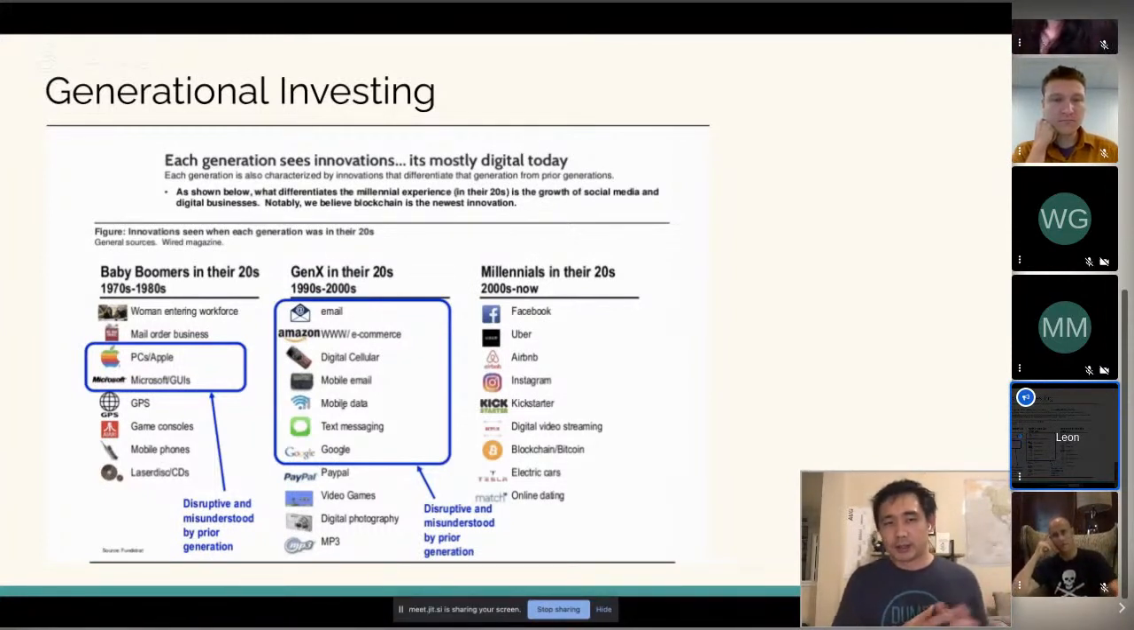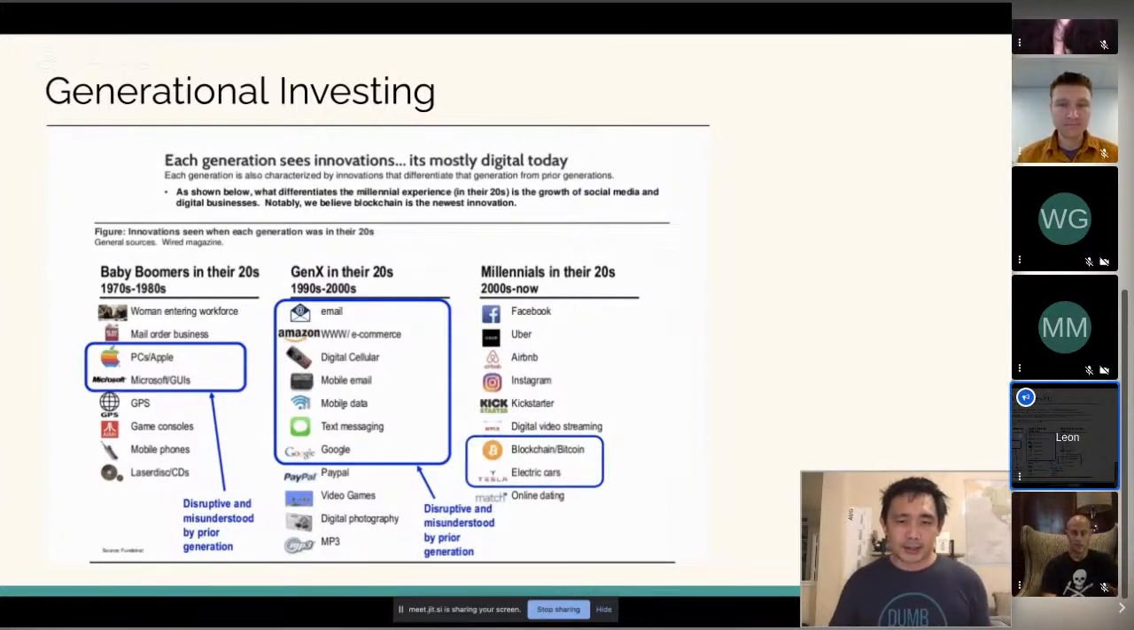prior generation. So baby boomers in their 20s, they were in the 70s and 80s. They saw personal computing, Apple's, Microsoft, and graphic user interfaces, which were very innovative at the time, but misunderstood by the silent generation and the greatest generation. And my generation, Generation X, we got email, text messaging, Google, cellular technologies, and Amazon. And right now, millennials in their 20s, it's definitely a lot of social media. And right now, it's looking like blockchain and electric cars are being misunderstood by prior generations.